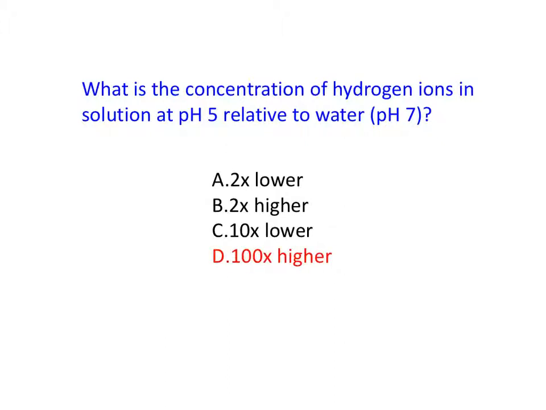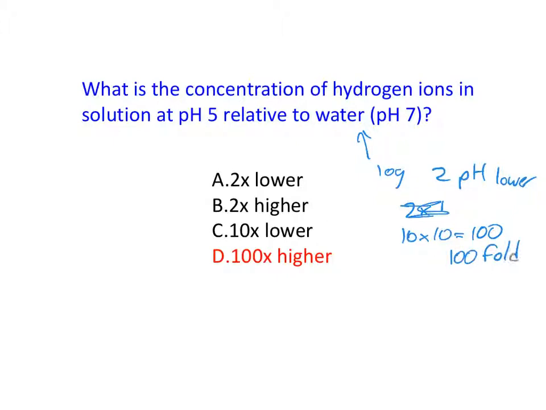So the answer is, as you go from water to pH 5, because this is going to be a log scale, we're going 2 pHs lower. So 10 times 10, let me cross that out. 10 times 10 equals 100, and so that's a 100-fold increase in hydrogen ions.